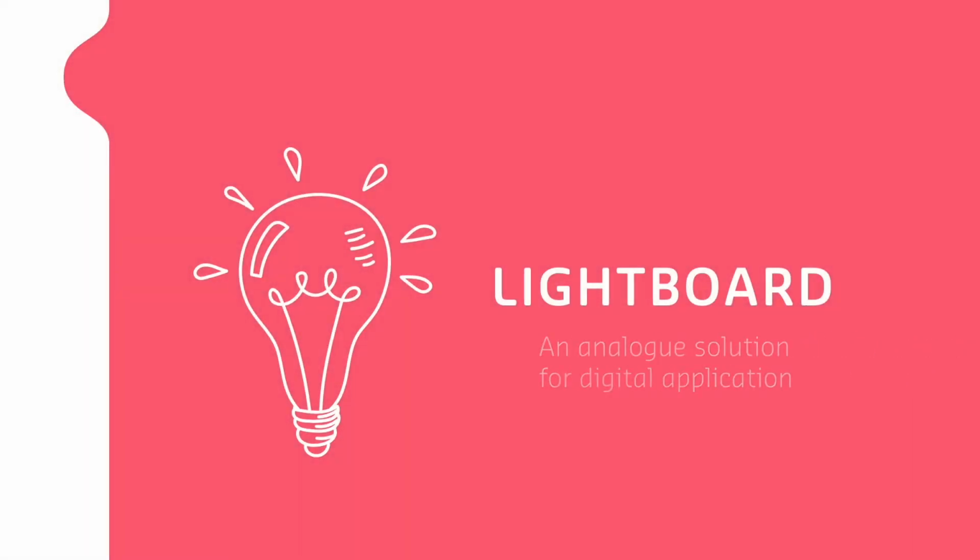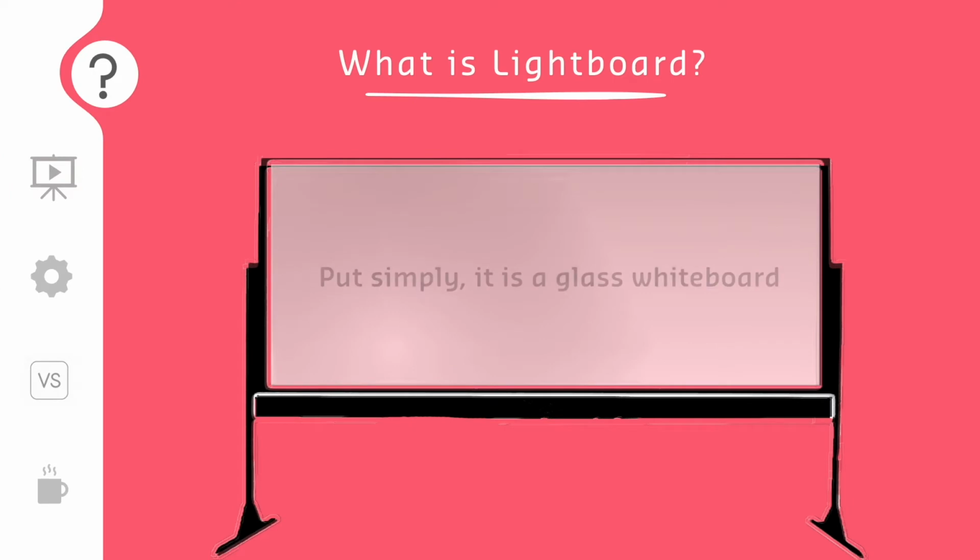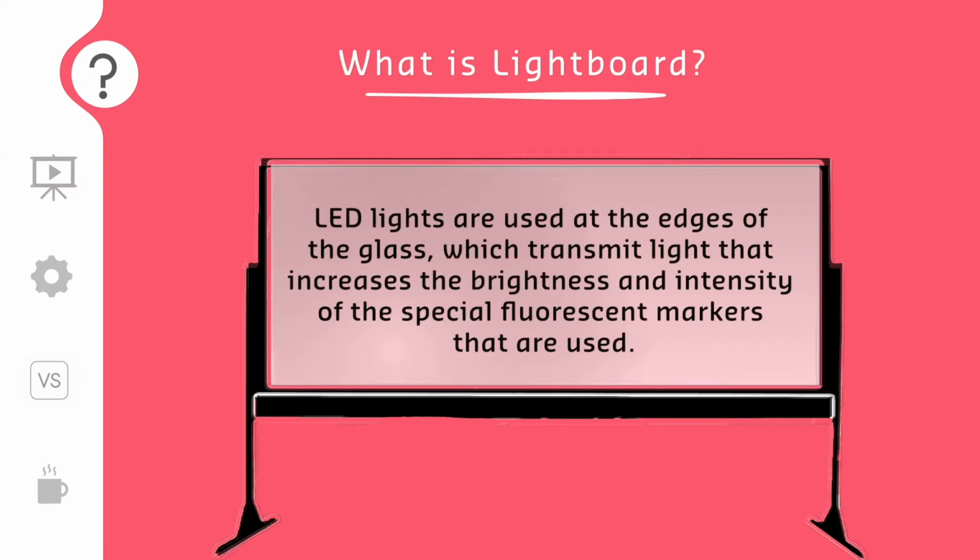What is Lightboard? Put simply, it is a glass whiteboard. LED lights are used at the edges of the glass, which transmit light that increases the brightness and intensity of the special fluorescent markers that are used.